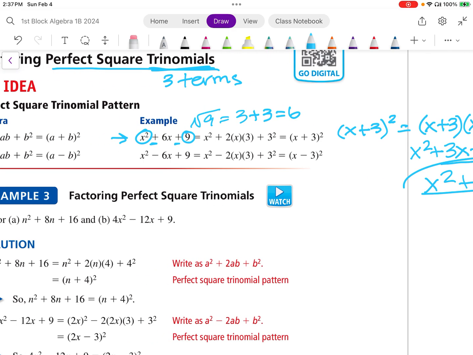Now, if you happen to have a minus sign, it's the exact same process, but instead of plus, we're going to have minus in our answer. So that's one thing for you to look at.